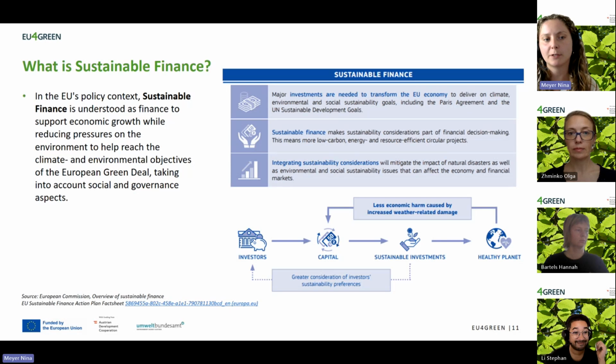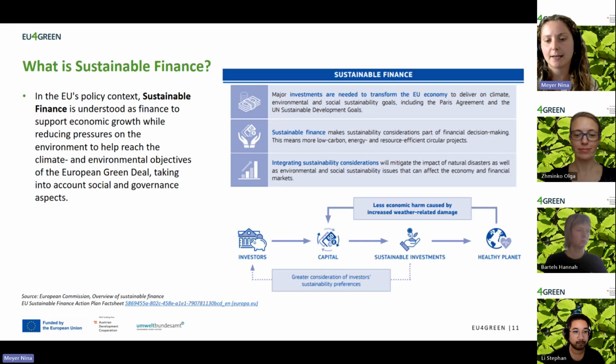At first, I want to put green finance into the broader subject of sustainable finance. In the EU policy context, sustainable finance is understood as finance that supports economic growth while also taking ESG considerations into account. ESG stands for environment, social, governance. So it's not only the economic dimension that's important, but also the sustainable ones.